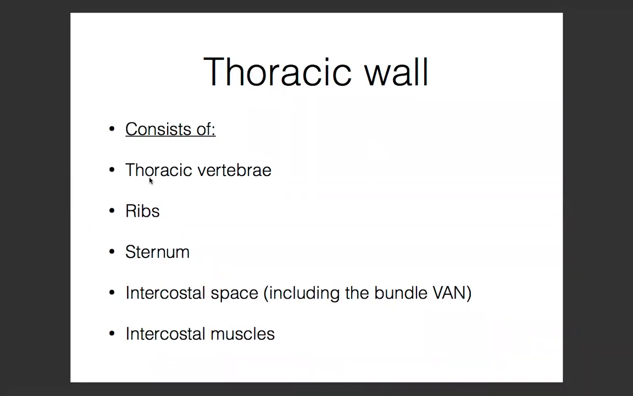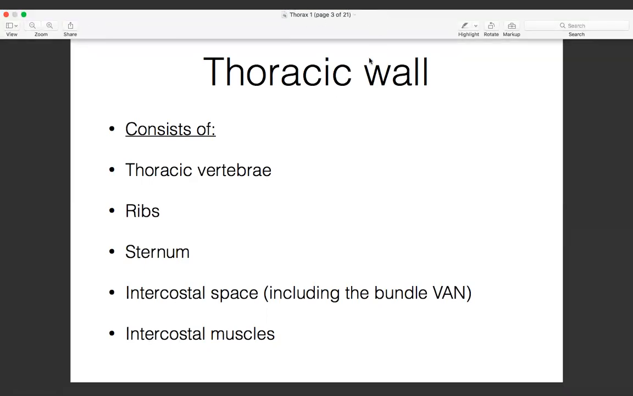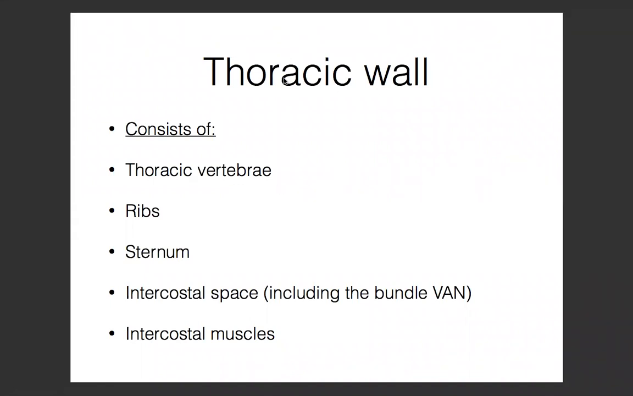Right. So when it comes to the thoracic wall, the first thing you need to know is what it consists of. It consists of posteriorly the vertebrae, anteriorly the sternum, and then there are the ribs and the intercostal spaces, including the neurovascular bundle, which has the vessels, arteries, and nerves, and also the intercostal muscles. Okay, so thoracic vertebrae, ribs, sternum, intercostal space, intercostal muscles.